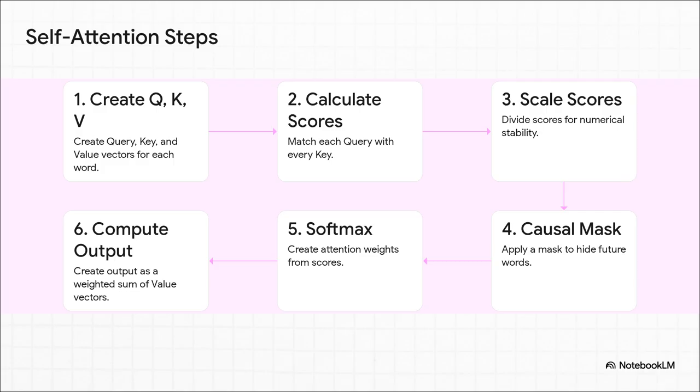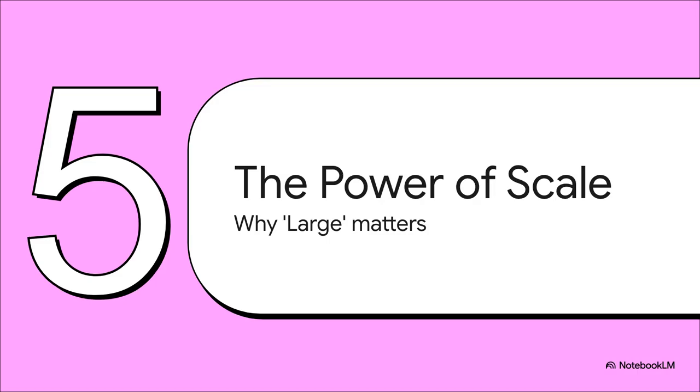The reporter, the query, looks at all the name tags, all the keys, to find the most relevant ones. It then pays more attention to their information, their values, to figure out what it should mean in this context. It's this elegant little dance that lets every word understand its place in the whole sentence. So, the transformer architecture was the revolutionary recipe. But a great recipe needs ingredients, and in our case, it needs a truly massive amount of them. This is the second half of the story, scale.